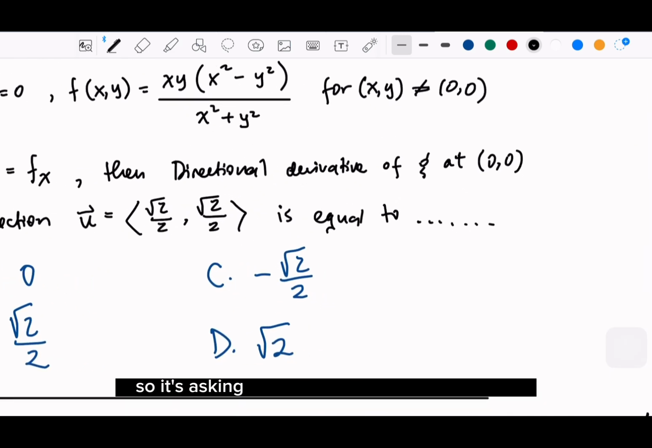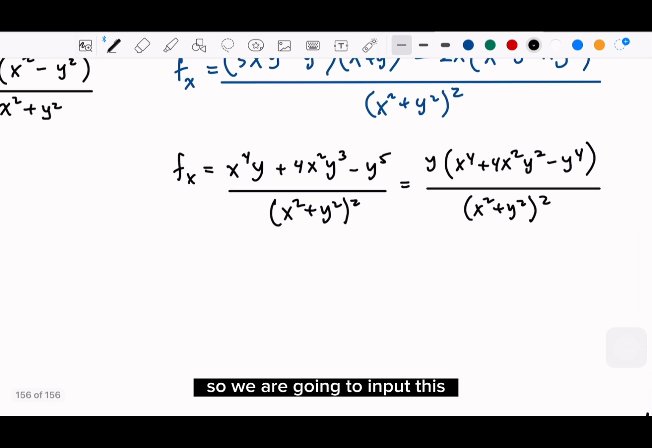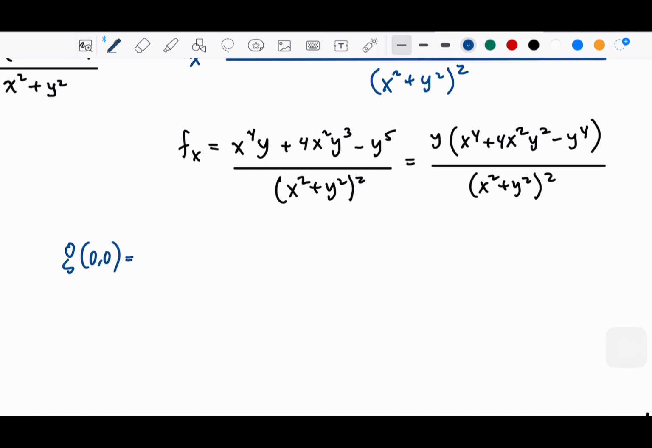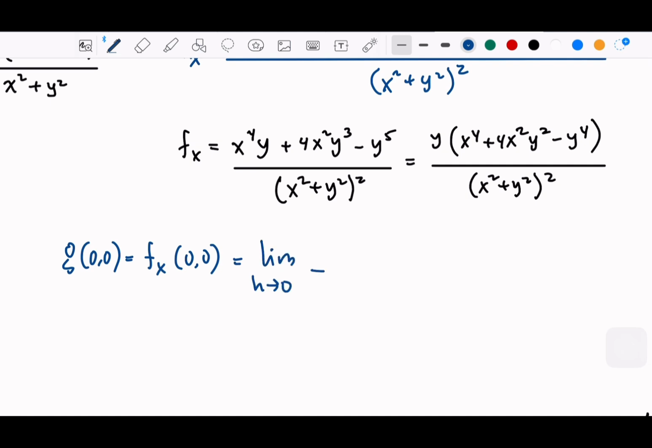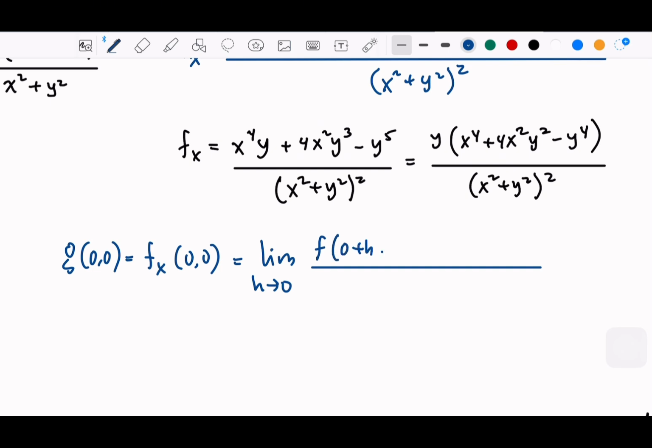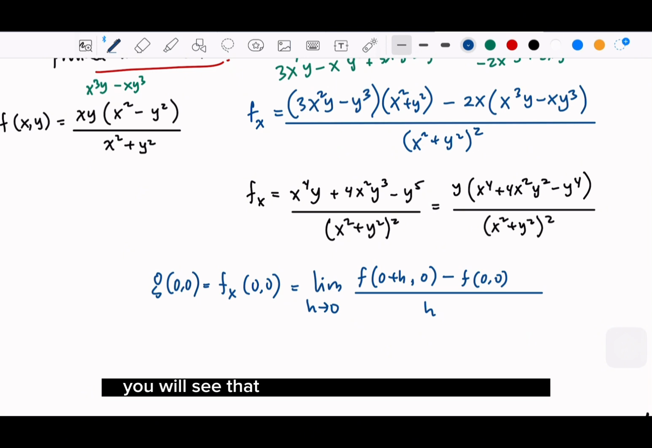So it's asking the directional derivative of g at 0, 0. So what does it mean? So we are going to input this. Okay, so first is taking the g 0, 0, right? So we are taking the limit, so this is taking the f(0 plus h) and then taking the f(0, 0), and then by taking the definitions, you will see that it's going to be 0 over h, or it's going to be 0.